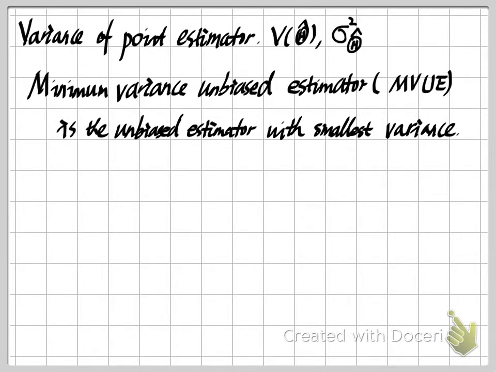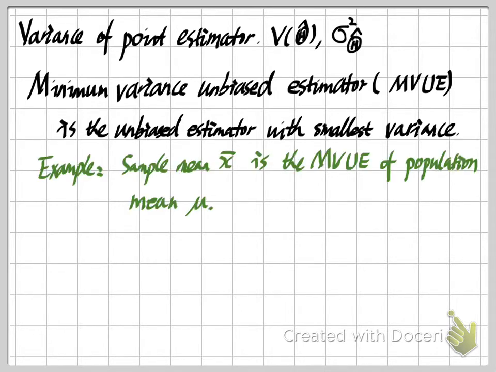Here the lucky thing is the MVUE of a population mean is also the X bar, our sample mean. Okay, so this is one example. And then maybe you will ask what is the standard deviation of an estimator. This is very similar to the variance of a sample or a variance of a random variable. The standard deviation here we call the standard error.